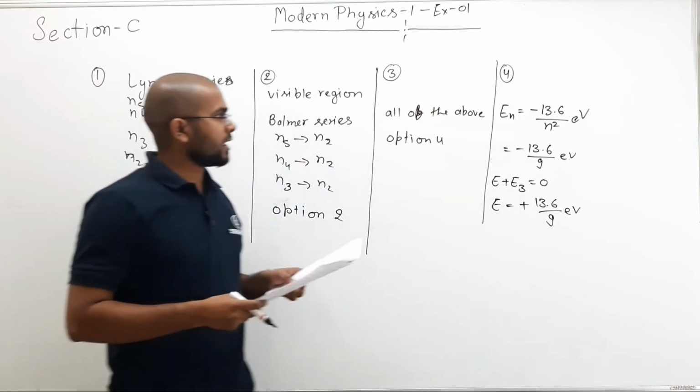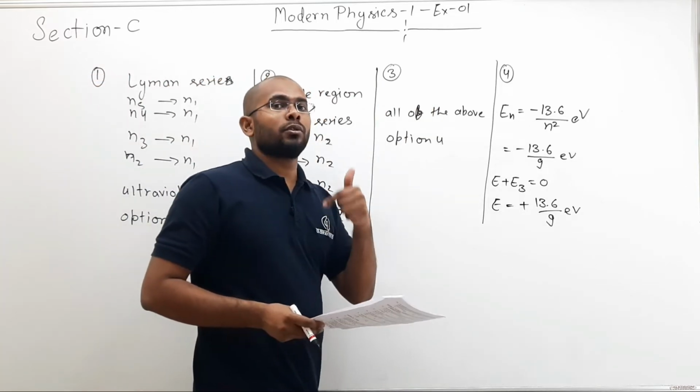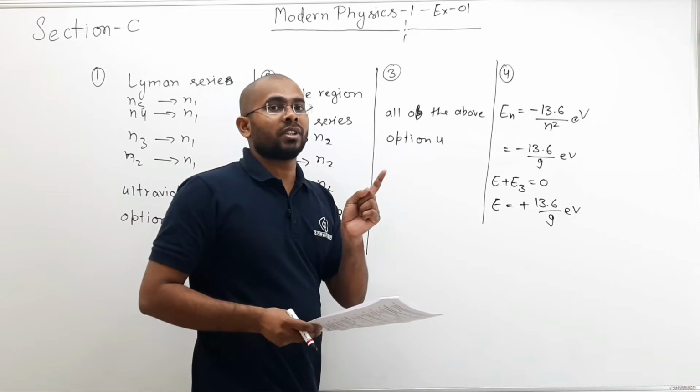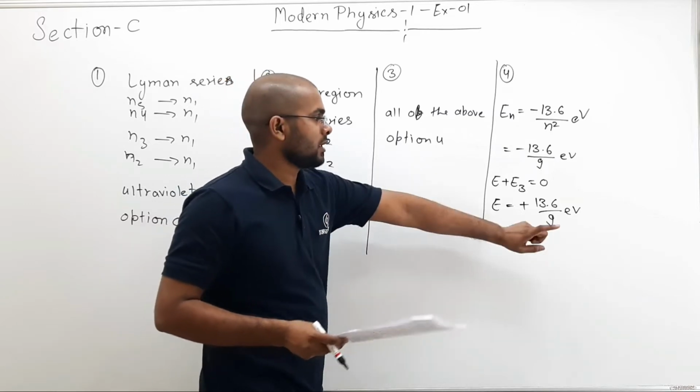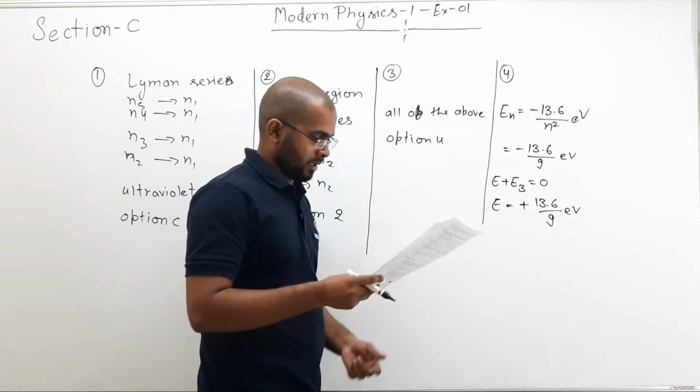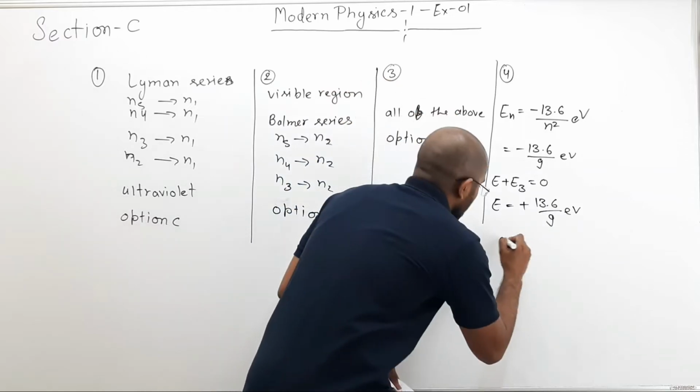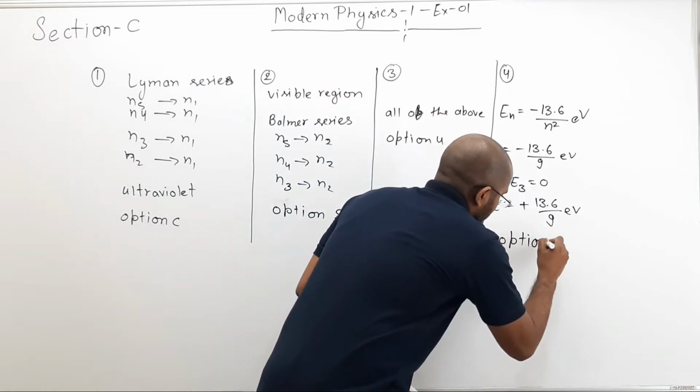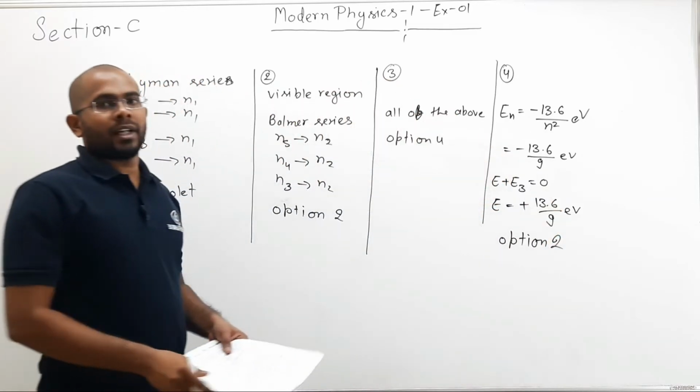So how much energy needs to be supplied? If you want to knock out an electron from the third orbit of a hydrogen atom, this much energy must be provided. So option 2 is the correct choice.